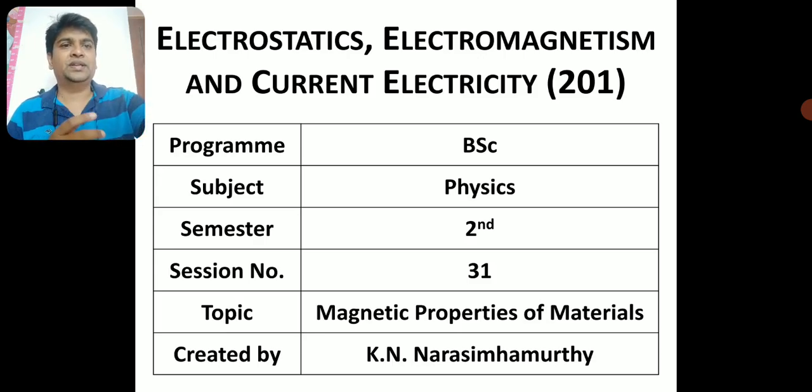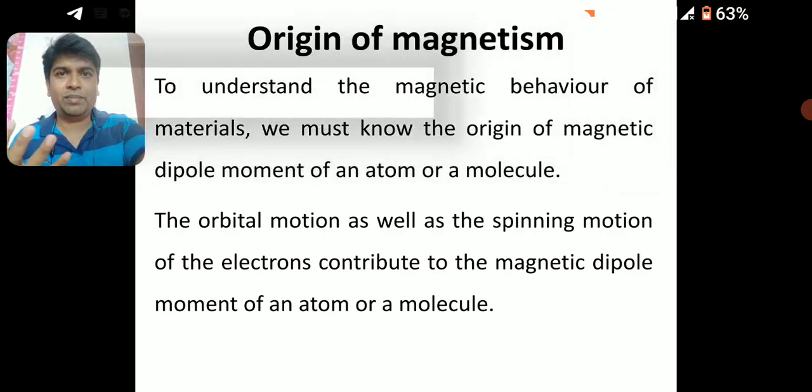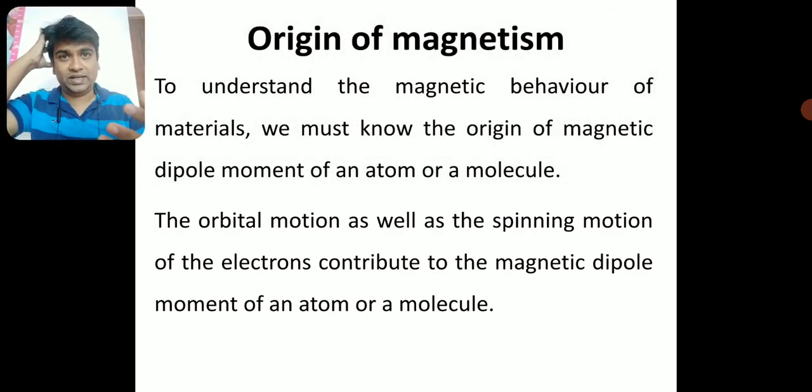Origin of magnetism. You know that a magnetic field is an area around a magnet, or a current carrying conductor will produce a magnetic field. The area around the current carrying conductor is actually a magnet. To understand the magnetic behavior of materials, we are looking at how the materials behave like a magnet, how the materials which we call magnets actually behave.